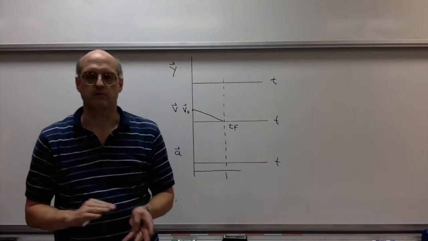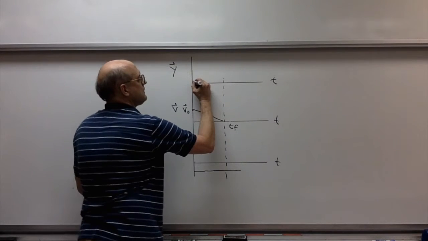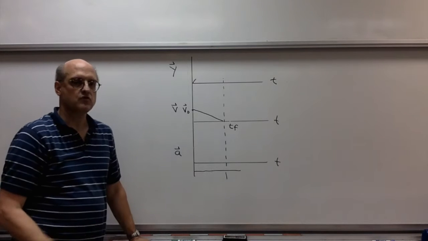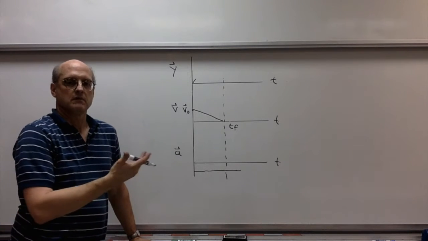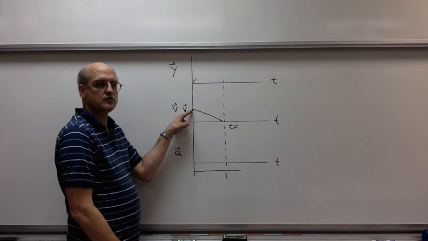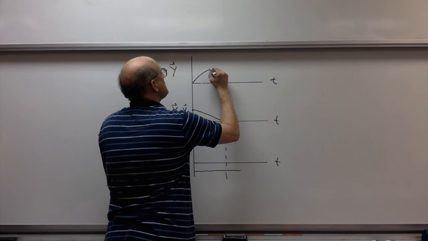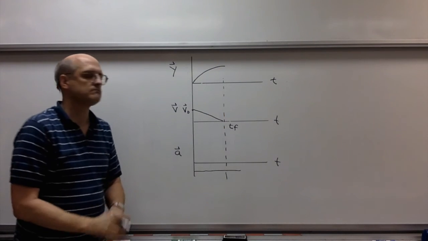Y versus t is a parabolic curve. Remember, the slope of position versus time gives you the velocity. So it starts out traveling in the positive direction, positive slope, right, because it's a positively directed velocity, and it goes to 0 slope. So there you go.